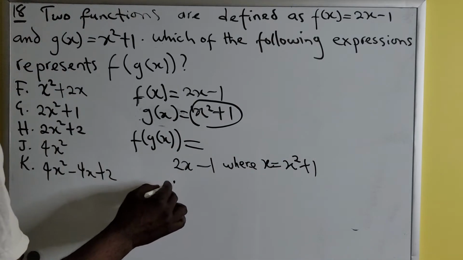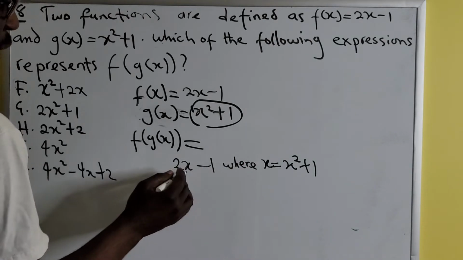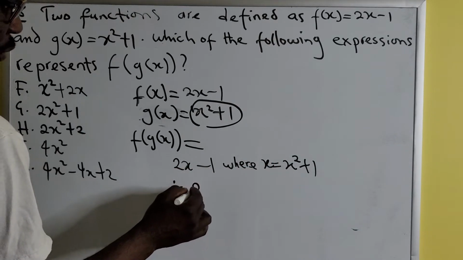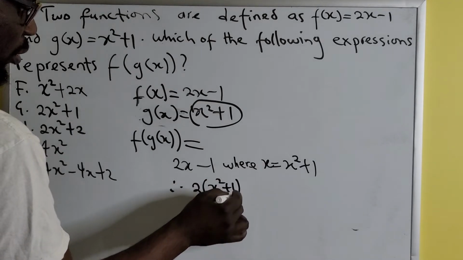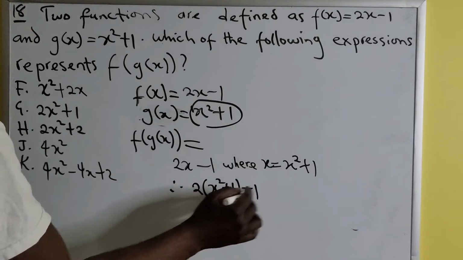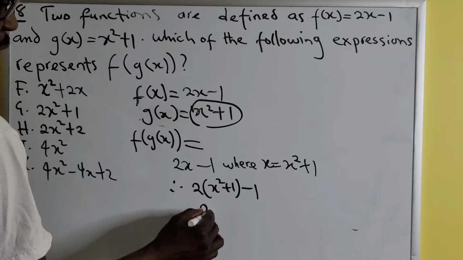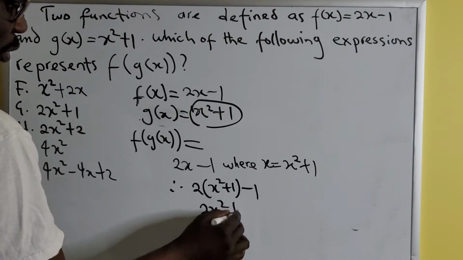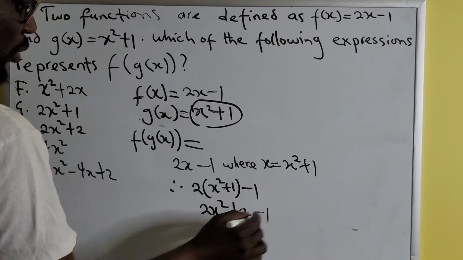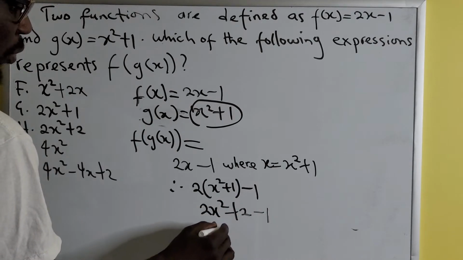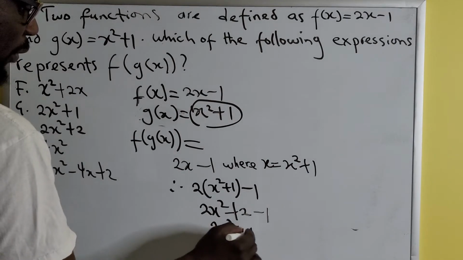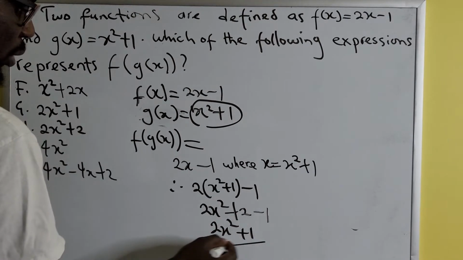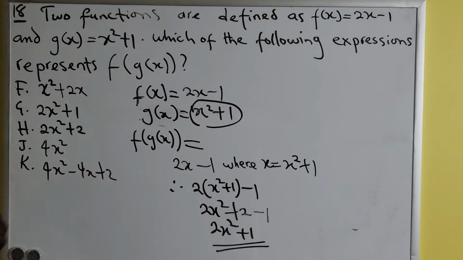So therefore, anywhere you see x, you're going to put this number, you have 2 bracket x squared plus 1 minus 1. Expand this, you have 2x squared plus 2 minus 1. You have 2x squared. 2 minus 1 is plus 1. So you have 2x squared plus 1. That's your answer. That will be G. So that's how you solve that.